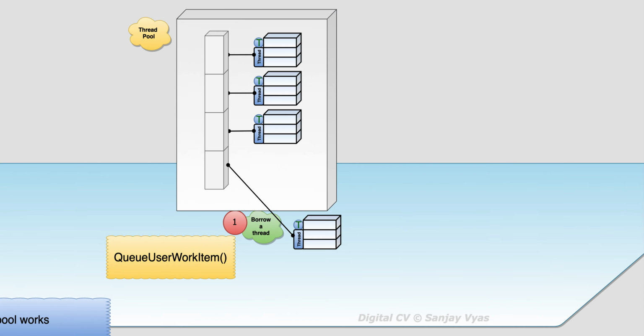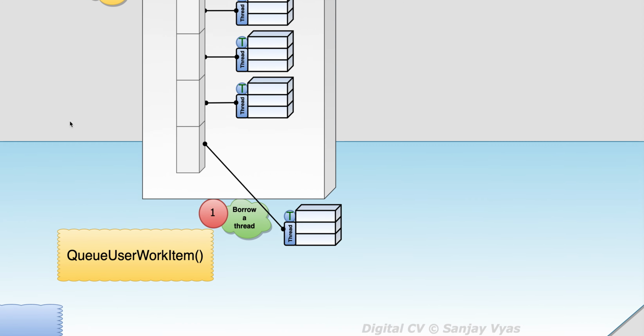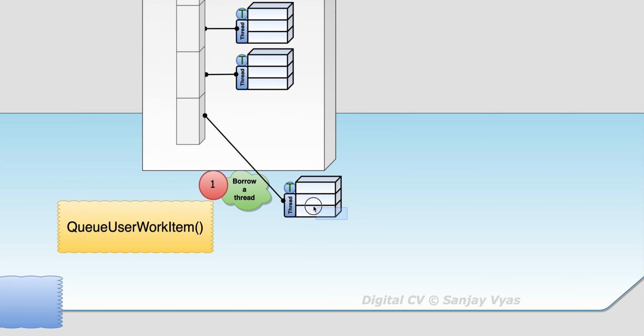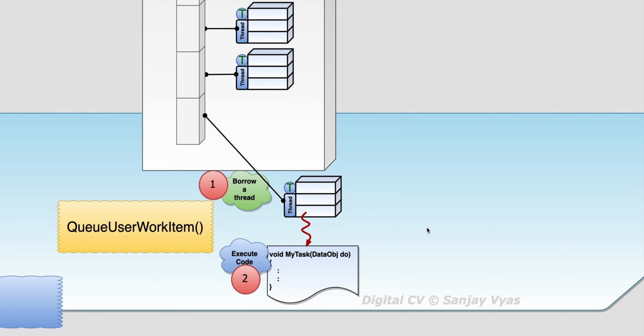So if we focus on this part, we can see that a thread has been borrowed from the pool and we are asking it to execute some work item for us. This work item is some method that we want executed by the thread. Once the thread executes our work item, it returns back to the pool, ready to take up the next work item.